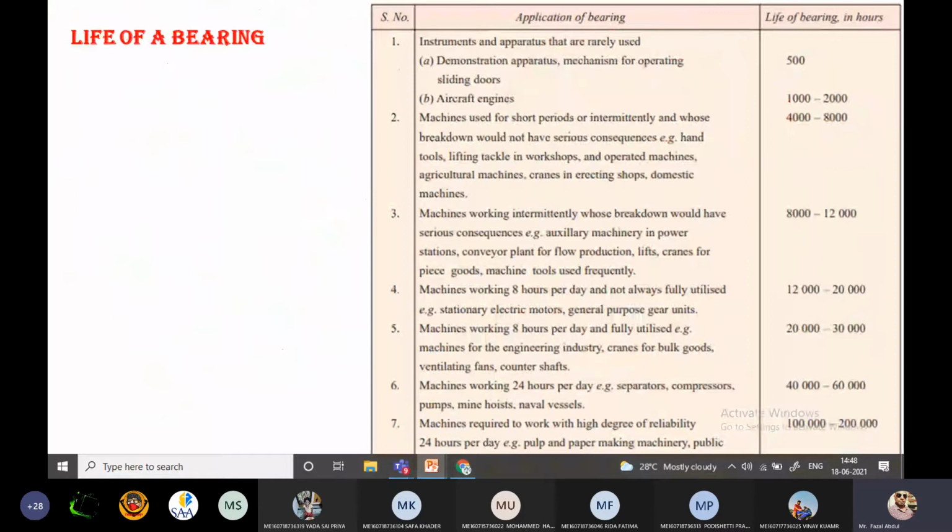Now, life of bearing. See here, in a sliding contact bearing, we discuss how much power is going to be wasted, the chance of wastage of power, because here friction is overcome. So after overcoming the friction, what is the next question? How long is it going to work? That is the life of bearing.